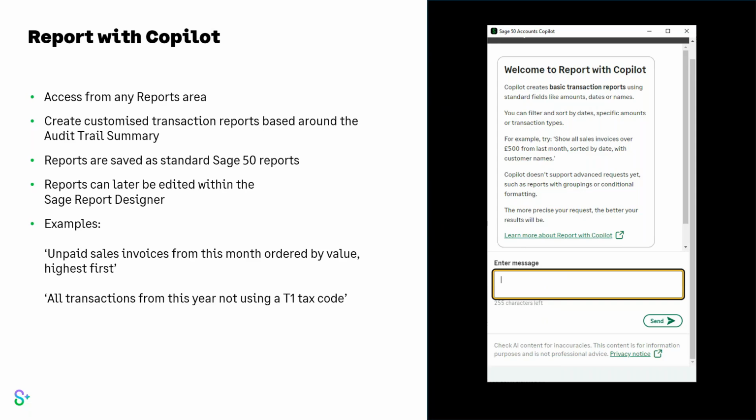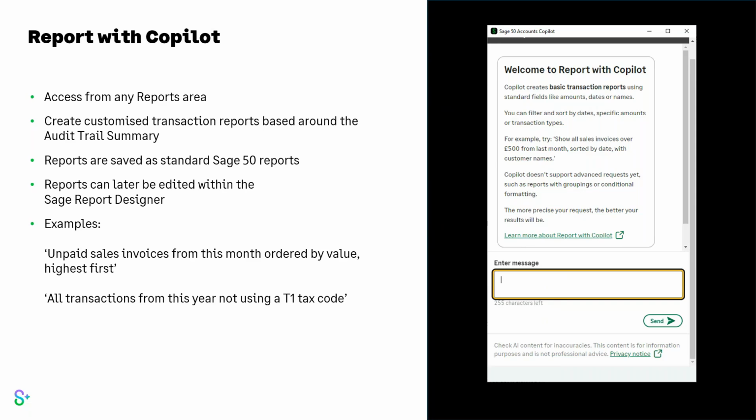Now you can access it, as I mentioned, from any ledger that has a reports option. You'll be able to create customized transaction-based reports around the audit trail summary. Now your audit trail summary is basically your transactions list. So when you go to transactions down the left-hand side of your screen, it lists all your invoices, what you would term your audit trail, so invoices, payments, receipts, journals, all of those transactions. You can run or create reports based around those.